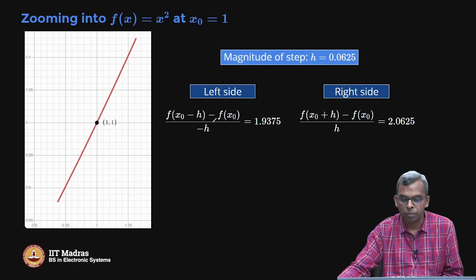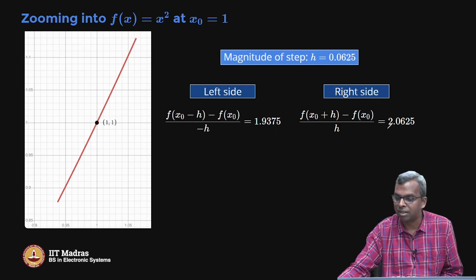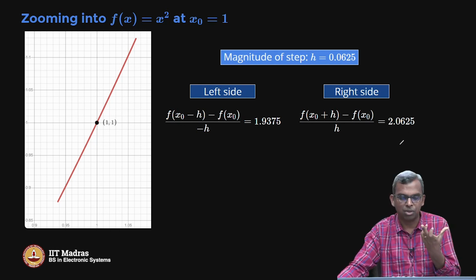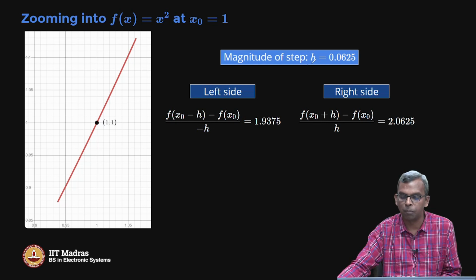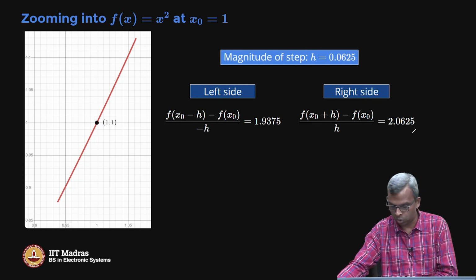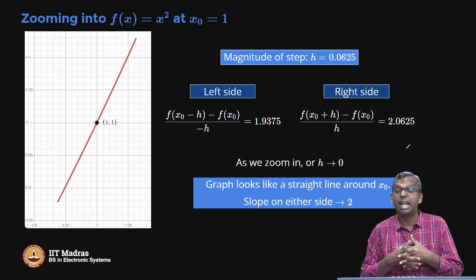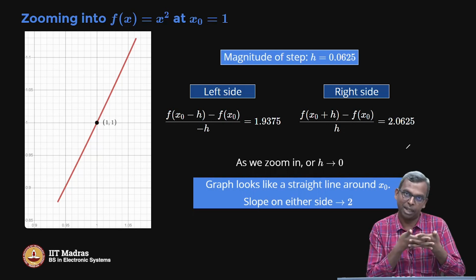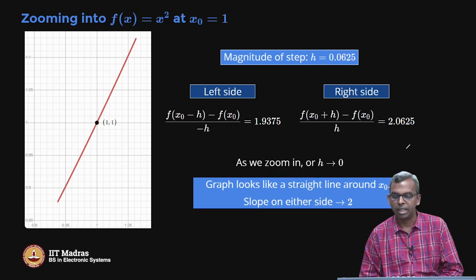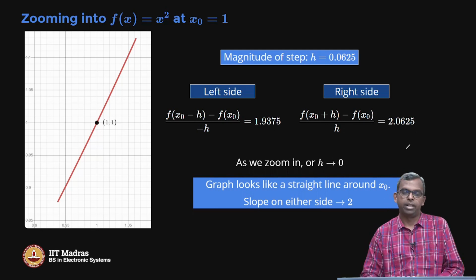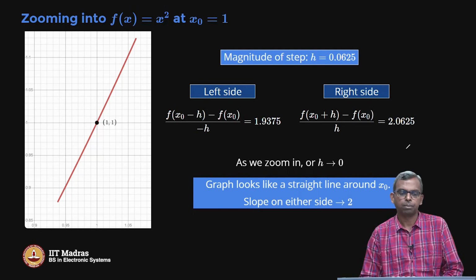Look at the slope: on the left side it is 1.9375, on the right side it is 2.0625. It's really nothing, right? So the gap is very, very small. And as you keep reducing h further and further, these two are going to come closer and closer. And in fact, as we zoom in and tend h to 0 in the limit, like we do, then the graph is going to look like a straight line around x naught, and the slope on either side is going to tend to 2. Okay.